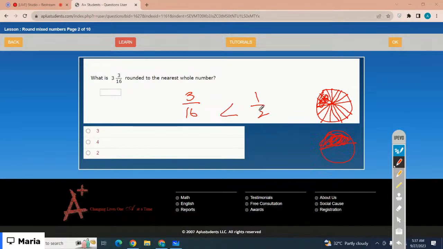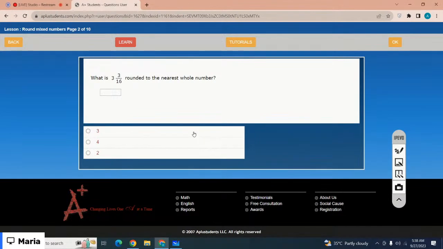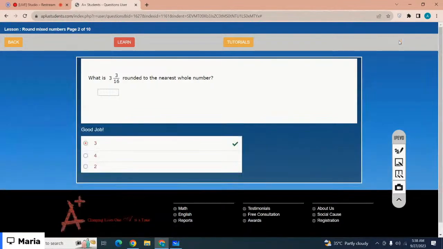3 by 16 is less than 1 by 2. You can see very little portion is colored here, right? And here half of them is colored. So 3 by 16 is less than 1 by 2. That means you have to round on the same whole number. So the correct option is 3, right? Basically, you have to compare the fractions. Don't you know how to compare fractions? I just made a visual representation.